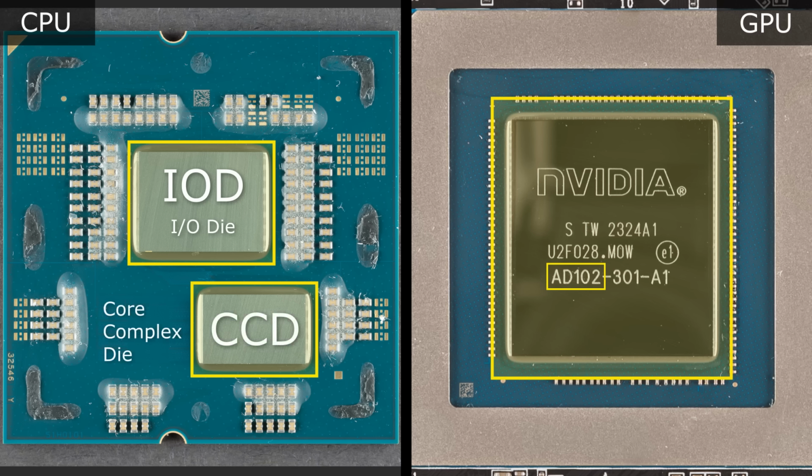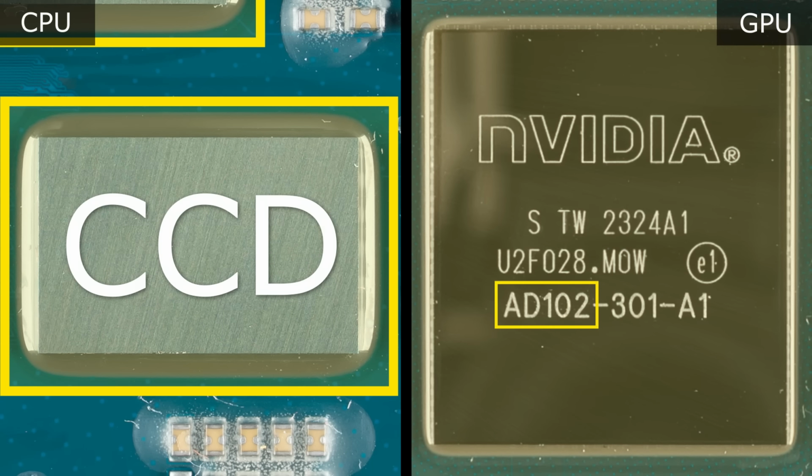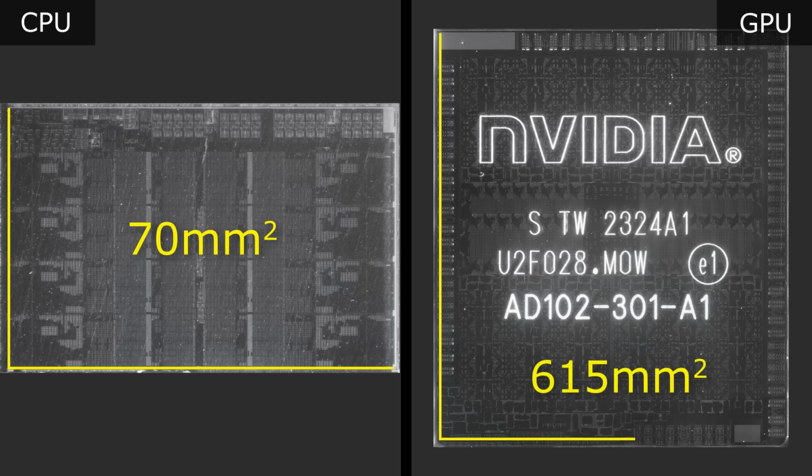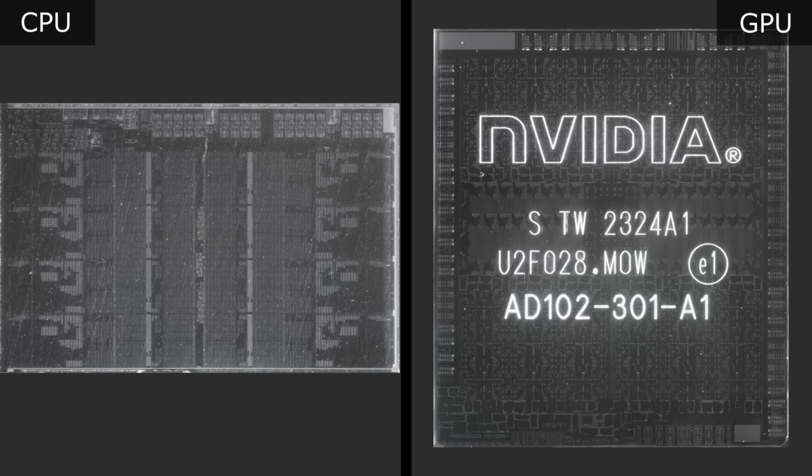Now, as we zoom in on these chips, it's important to remember that the scale is very different. The Zen 4 CCD is only 70 square millimeters total. This is much smaller than the monolithic NVIDIA chip that's over 600 square millimeters. The NVIDIA chip is almost 9 times larger. Please keep that in mind as we look at these chips in detail. Although it may not appear so at first, although they differ greatly in size, the high-level layout of these two chips is actually very similar.